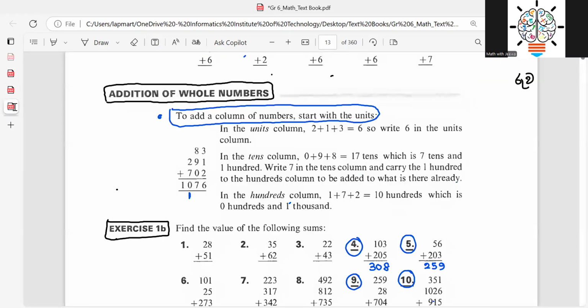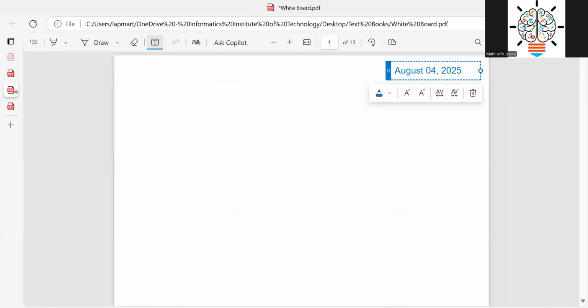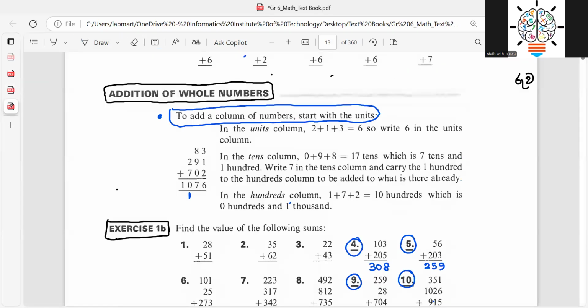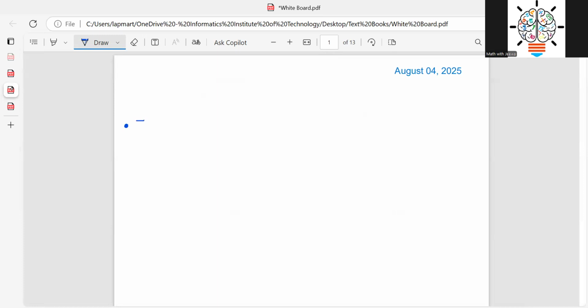So then what is the subtopic? Addition of whole numbers again. That means that we are in the same subtopic. So then you can write: to add a column of numbers, start with the units. So then how do you write this first point we are learning today? Here you put a dot and you can write: to add a column of numbers. So you can write: to add a column of numbers. So children, you want to write down this in your theory book, right?